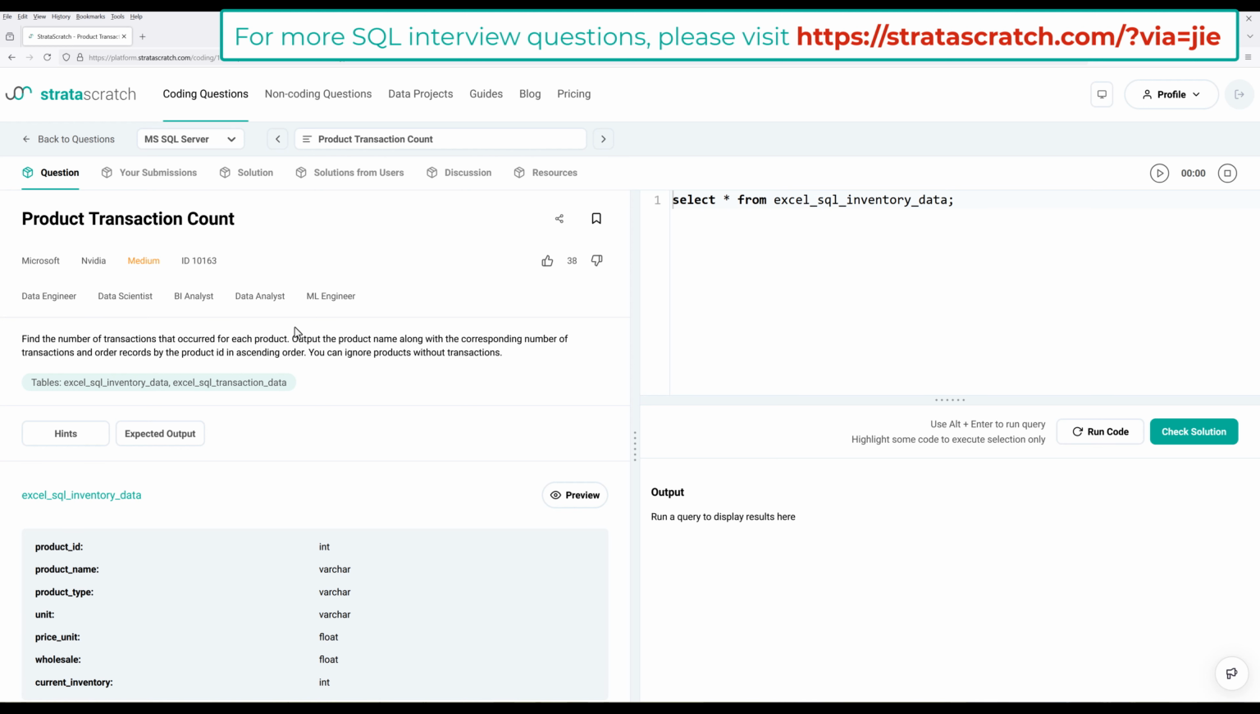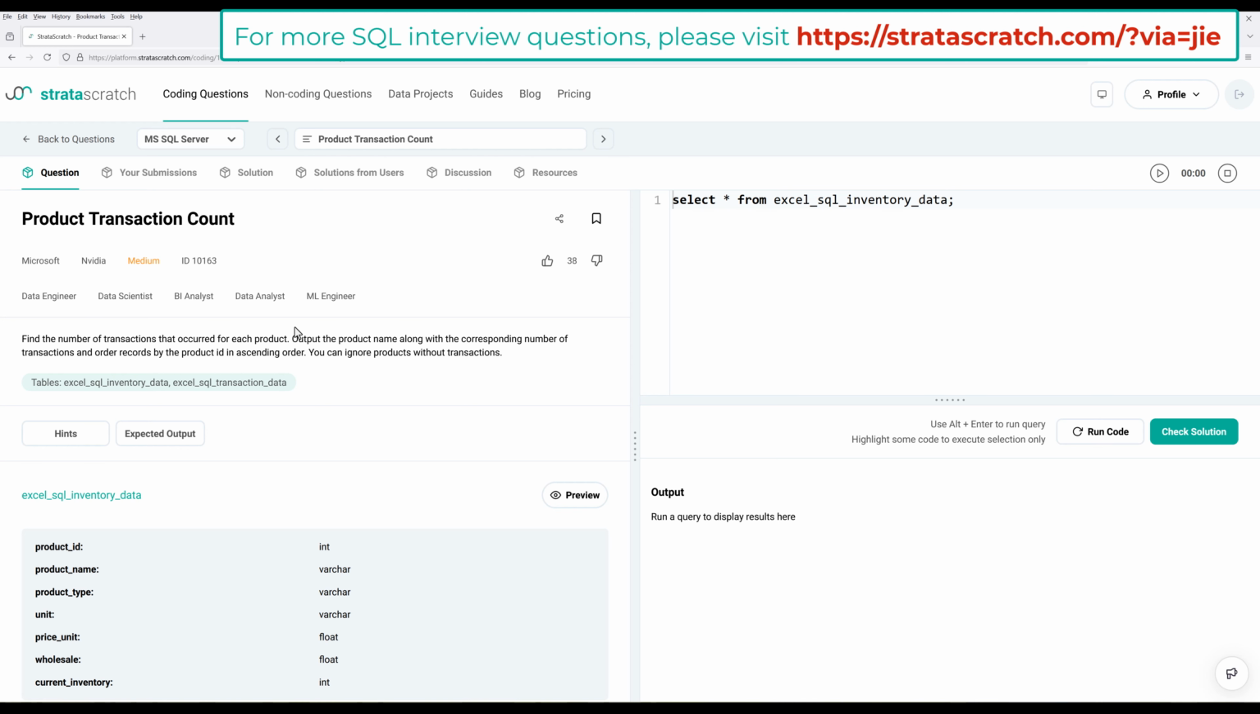The goal is to output the product name along with the corresponding transaction count, and the results should be ordered by the product ID in ascending order. Products without transactions can be ignored, so they won't appear in the output. We are given two tables to work with: Excel SQL inventory data and Excel SQL transaction data.